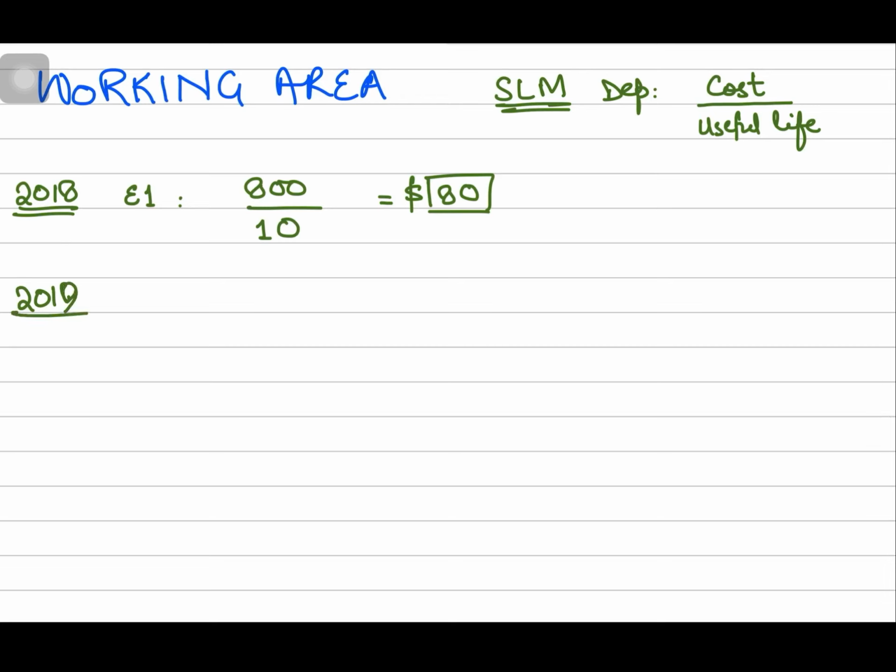Before moving to the new assets that are being purchased in this year, let us first charge depreciation on the old one, right. So, equipment 1, again 800 divided by 10. This is the benefit of the straight line method, that you don't have to do the calculation again and again. So again the same depreciation will be charged on this asset in the year 2019, right.